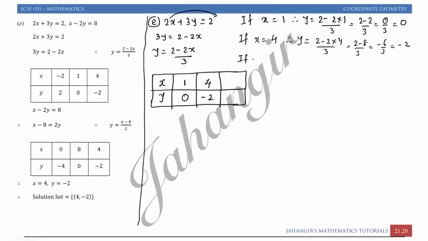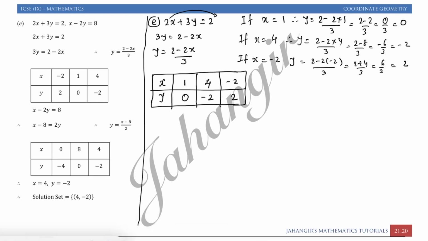Now if x value is minus 2, therefore y is (2 minus 2 into minus 2) upon 3, that is 2 plus 4 upon 3, which is equal to 6 by 3, that is equal to 2. So if x is minus 2, y is 2.